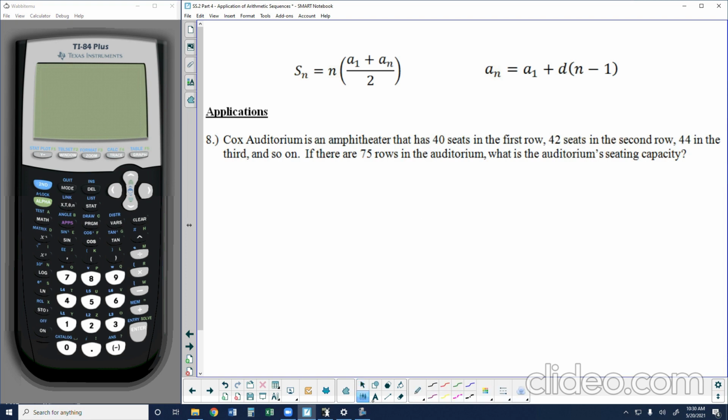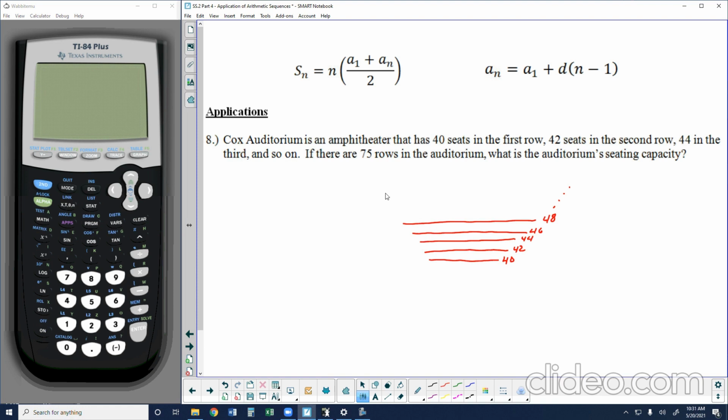So what we notice is that this auditorium would be something like this kind of format. Okay, so just a quick sketch here. You can see that the rows are increasing in size with each row. So the first row has 40 seats, the second has 42, the third has 44, and we may see a pattern emerge here. The fourth row would have 46, the fifth row 48, and it would go on and on and on in this direction for 75 total rows.